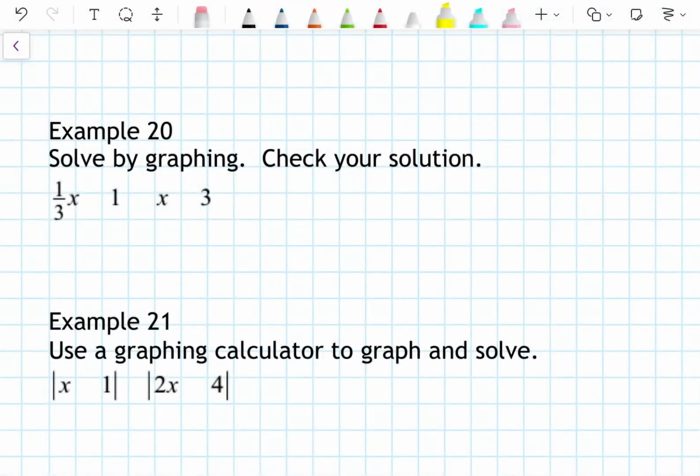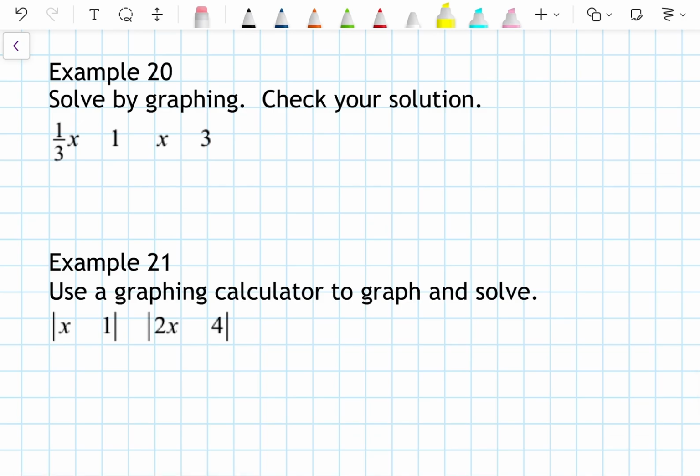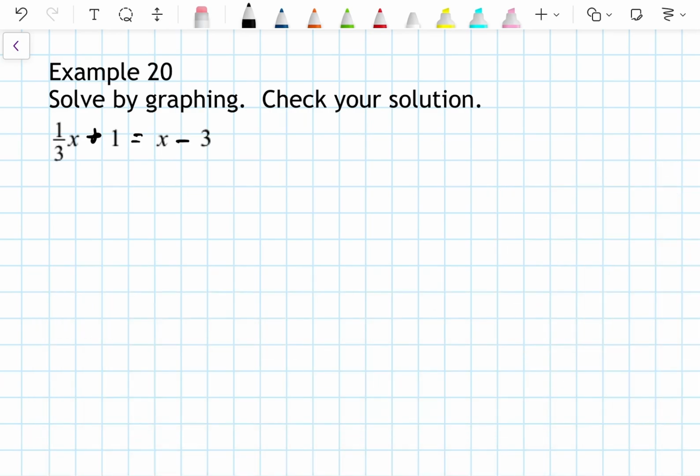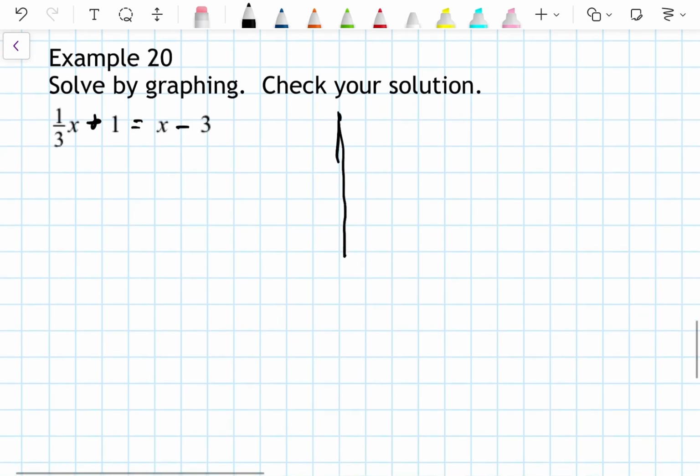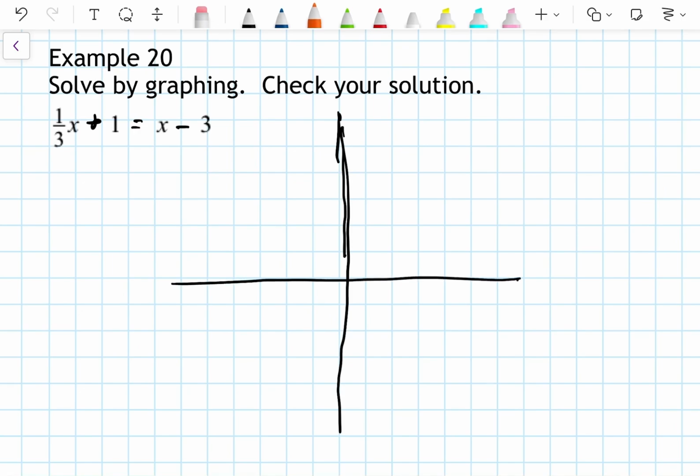Example 20. Example 20, this would be 1/3 x plus 1 equals x minus 3. If I were to graph this, the left piece would have an intercept of 1 and a slope of 1/3. So I'd go up 1 and over 3, down 1 and left 3. The other line would have an intercept at negative 3 there with a slope of 1.